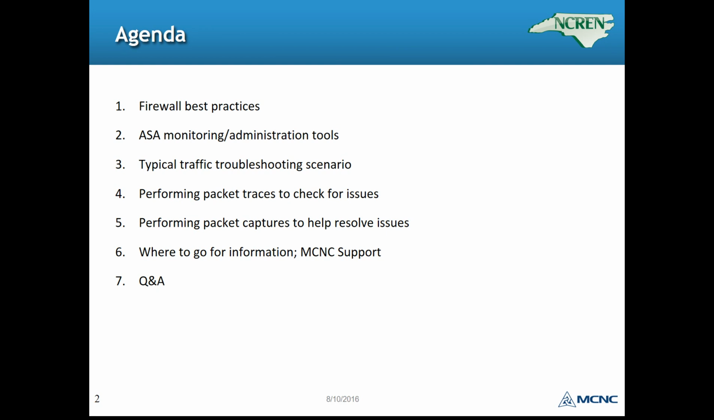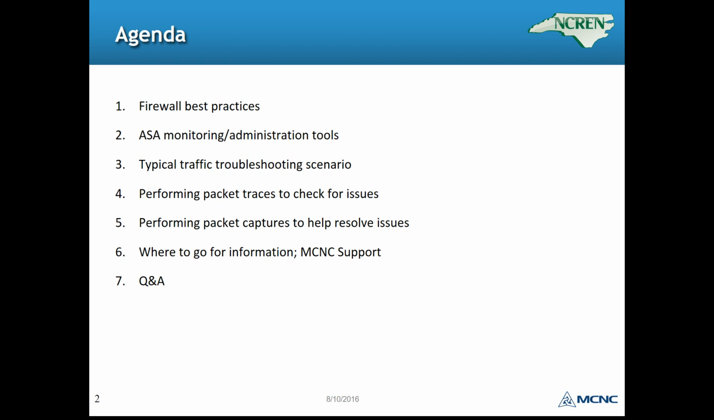We're also going to talk about the ASA Monitoring-Administration Tools. There's a couple of different ways that you can do that kind of stuff. Cisco gives you some options there, and we'll talk about those. Next, we'll talk about what a typical traffic troubleshooting scenario looks like for your typical user using some type of cloud service. They're having an issue, they can't get connected, that kind of thing.